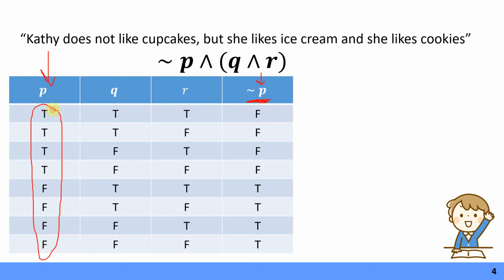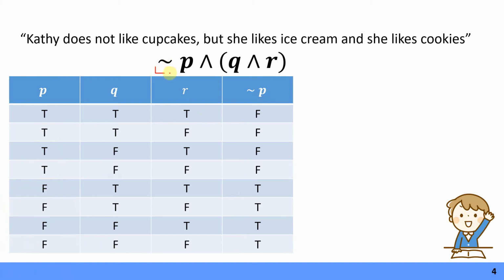Remember, negation means opposite. So instead of having 4 truths and 4 false, it now becomes 4 false and 4 truths. Okay, so that's how you slowly break down the problem. So that's what we do, right? So let me just go ahead and erase that.